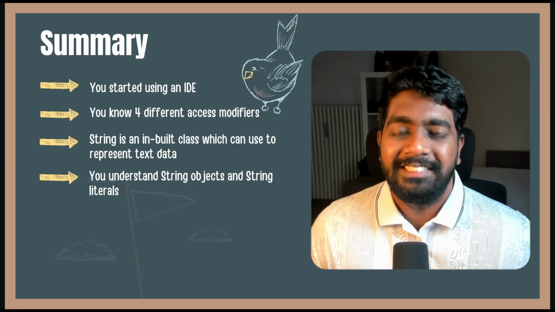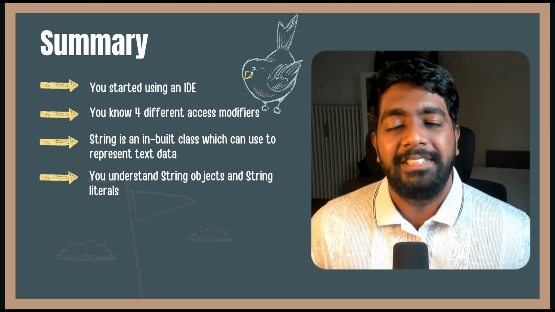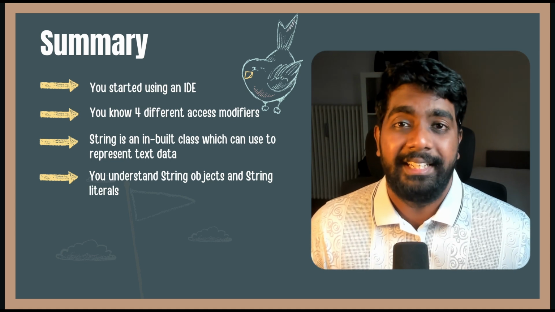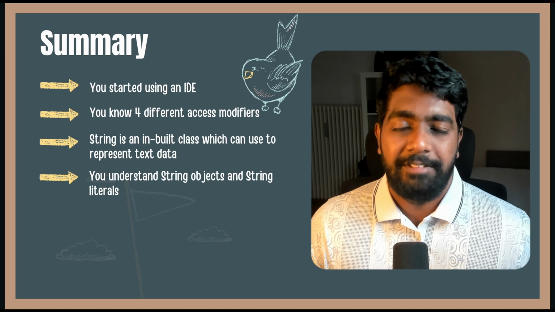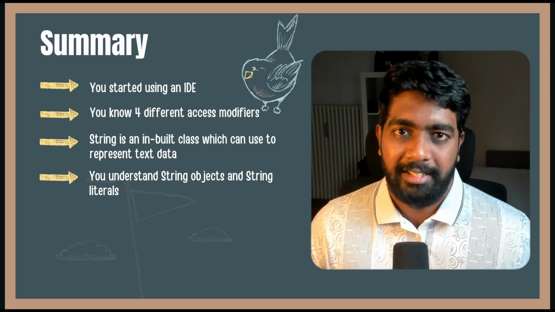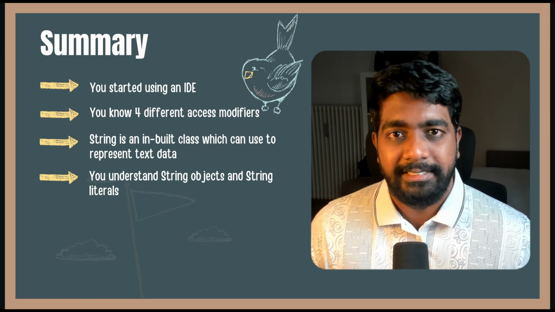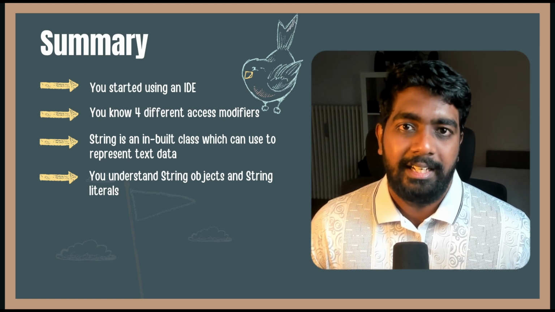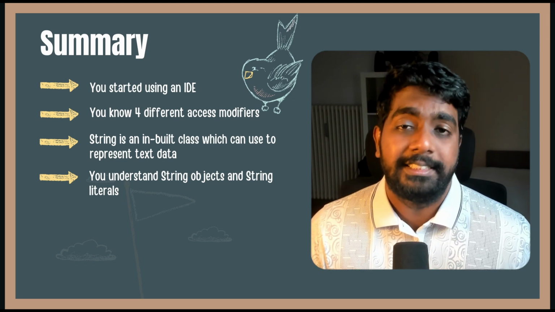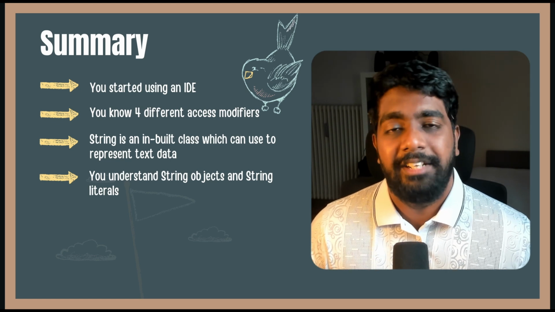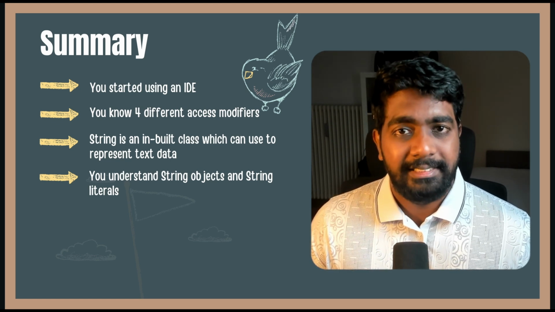Alright, my dear students, since we came to the end of this video, I want to summarize what we have learned together. In this video, we started using an IDE or Integrated Development Environment. And also, you understood what are the 4 different access modifiers in Java. I also taught you about how to represent textual data in Java using the Java string class. And also explained there is a difference between using the string object and string literal. With that knowledge, I invite you to join me in my next video where we are going to learn about abstract classes and interfaces.